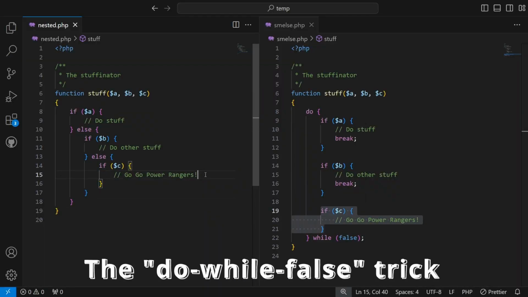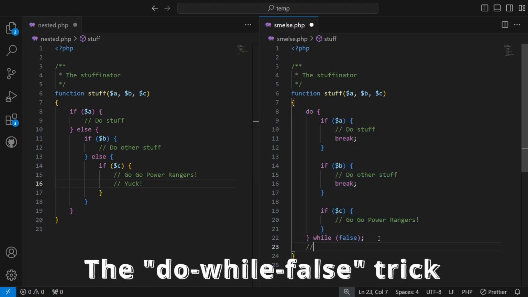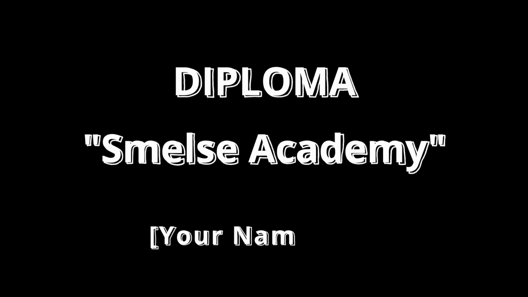Nested statements are gross. Just look at this thing. Yuck, that smells. But with the power of do while false, it's all manageable now. Wow, so cool, right? Do while false for the win. You just graduated from Smelse Academy.